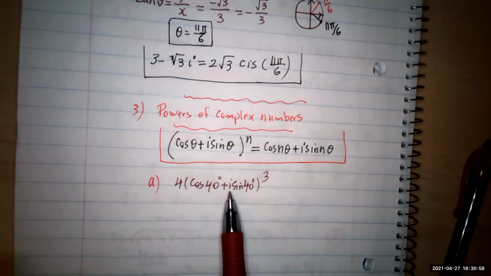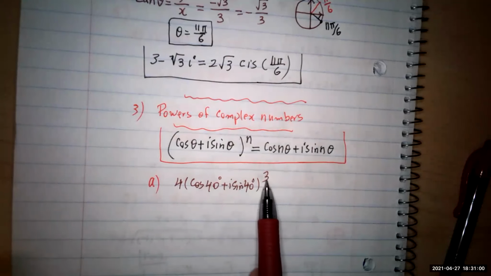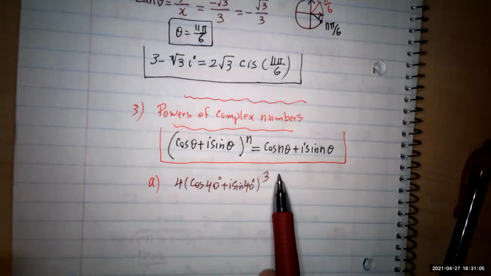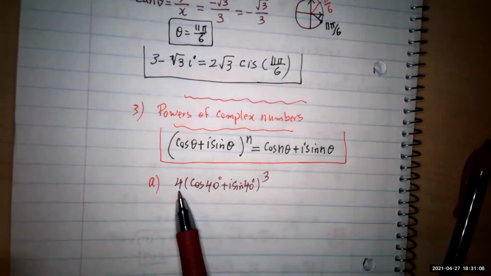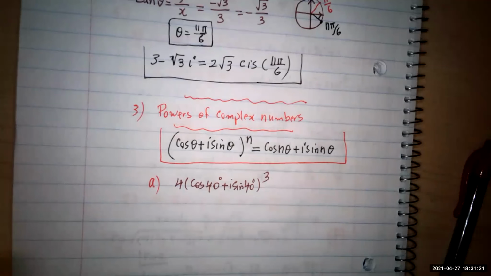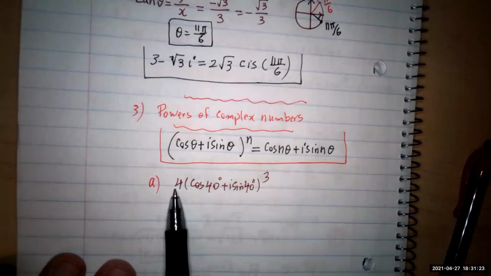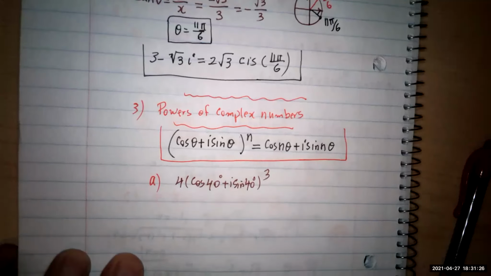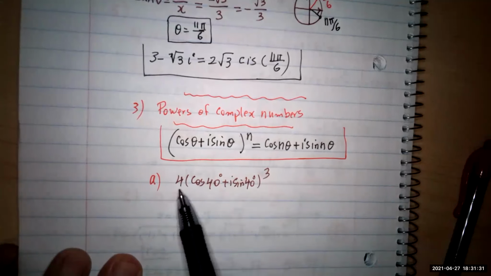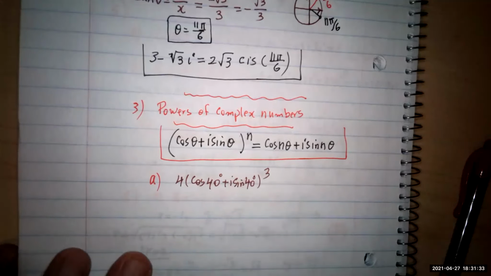Sometimes they may put the 4 inside the bracket and raise it to the third. So this means you have to raise 4 to the third and the parentheses to the third. In this case, 4 is outside the parentheses, so you don't need to do anything to the 4. But be careful, if they put it inside the bracket, then you have to do something to the 4 too, such as 4 to the third, etc. But not in this case.